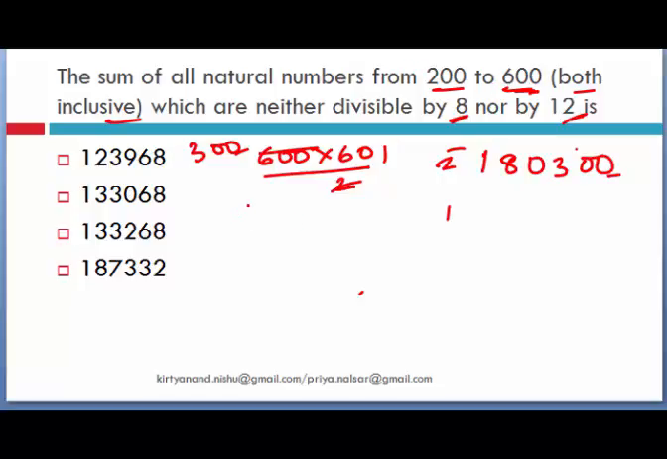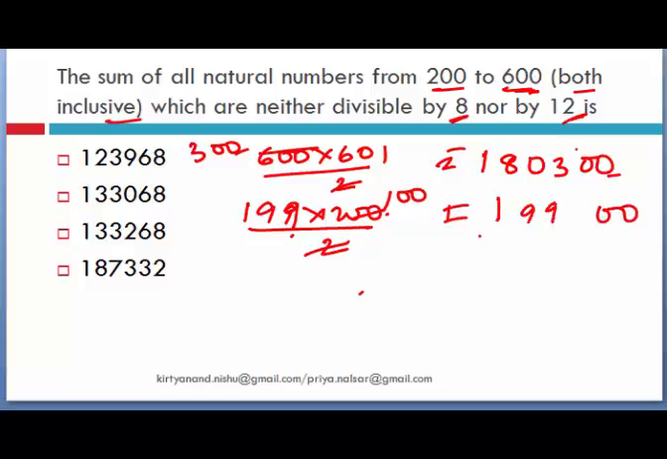Now I will find out the sum of all the numbers up to 199, because 200 is included, which is why I will not find the sum up to 200, but up to 199, and I will get this number, which is 19900. So the sum of all numbers from 200 to 600 is nothing but 160400. Okay, now I have to find out the sum of all the numbers between 200 and 600 which are divisible by 8.